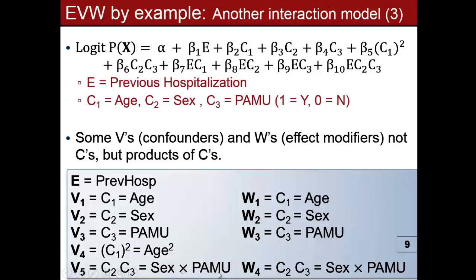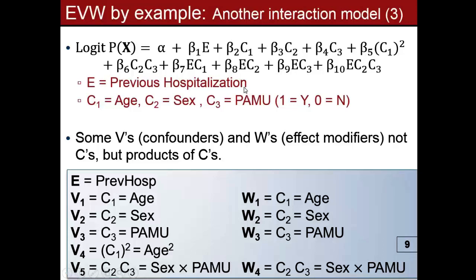So if there are other interactions that don't involve the exposure, those might be important and real and true, but they're still technically confounding control variables in the sense that you are dealing with this phenomenon so that you can better understand the exposure-disease relationship. And so even though it's a product, an interaction term, it's still a V. And so we call that V5.